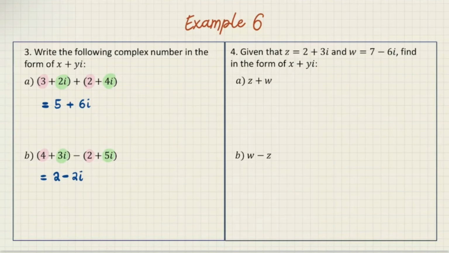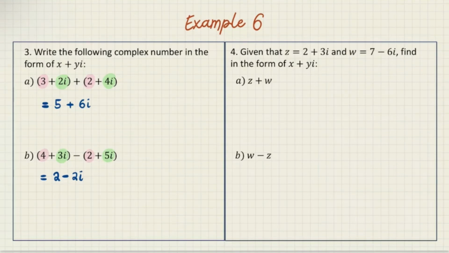So dia still lagi dalam complex number. Okay. Now we move to question number 4. Given that z equals to 2 plus 3i and w equals to 7 minus 6i, find in the form of x plus yi, z plus w. Benda pun senang lah ni, kamu nak cuba sendiri ke? Nanti saya bagi jawapan akhir. Kamu akan buat benda ni je lah sebenarnya.